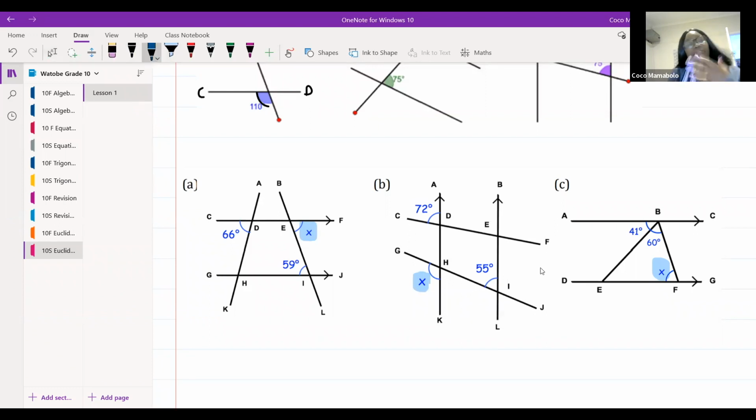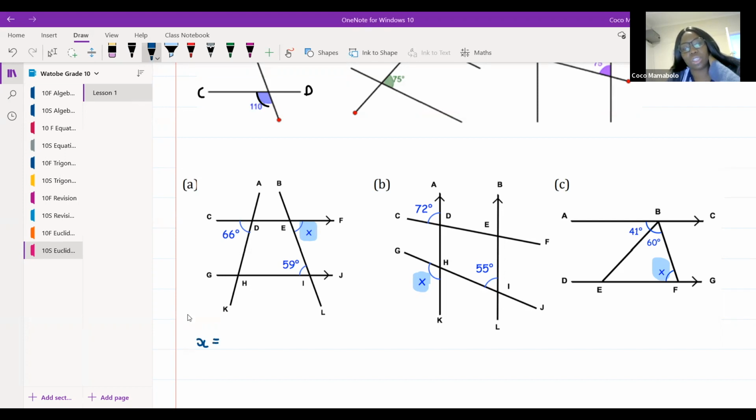Now, we're using the fun angles that we just recapped on. So go ahead and tell me, what would X be equal to in this first one, and also give me a reason, guys. Remember to stay muted, guys. Excellent. All right, excellent stuff.